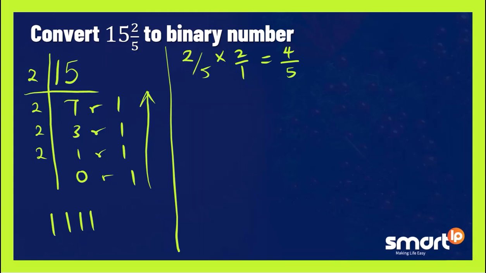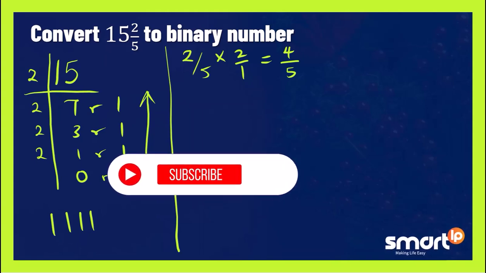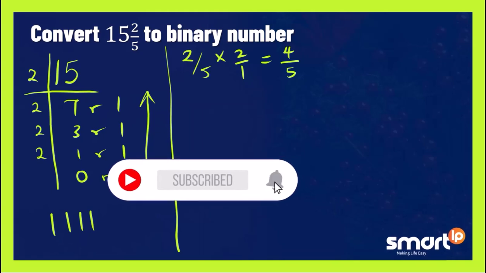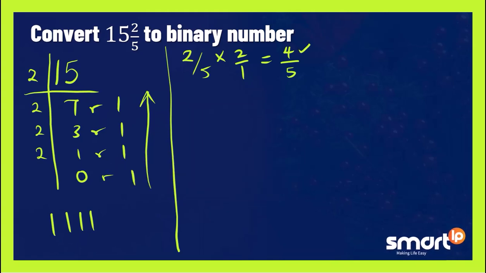How do you know that this is a proper fraction? The number on the numerator side, the number at the top, which is this 4, is less than the number below. Anytime the number at the top is less than the number below, that tells you that the fraction is a proper fraction. But if the number above is bigger than the number below, that is an improper fraction.